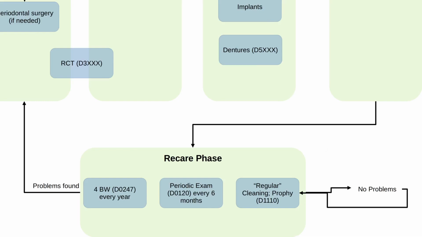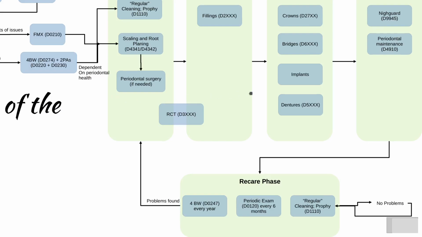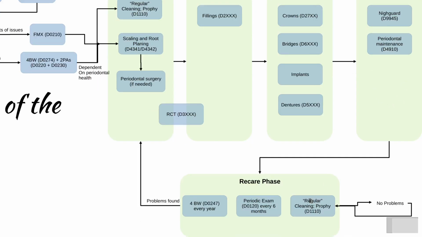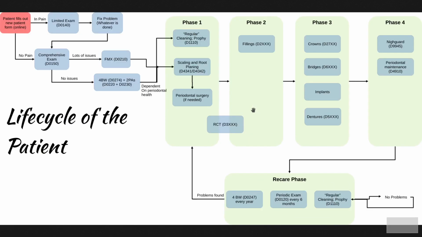Every now and then there's a cavity. So if you see a problem, then you treatment plan that, and they would basically go back to the phases. Now, normally when they go from a recare phase, it's nothing too big, either a single filling or a single crown, but every now and then they could have a lot of work done. You still work the same way, starting from phase 1, phase 2, phase 3, then phase 4, and then they're back to the recare. And we just want to keep patients here as long as possible. And that is the general overview of the life cycle of the patient.